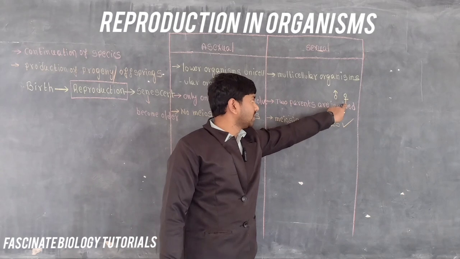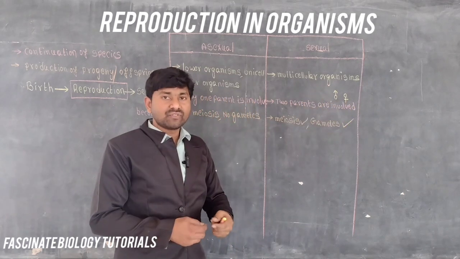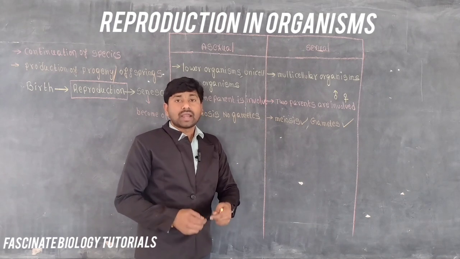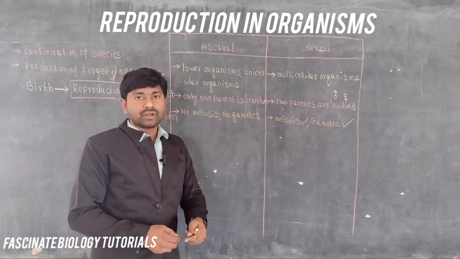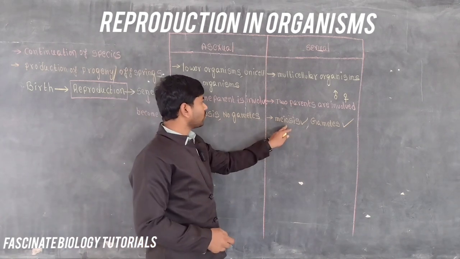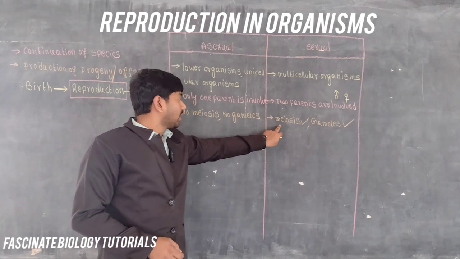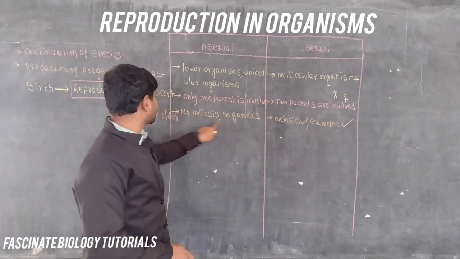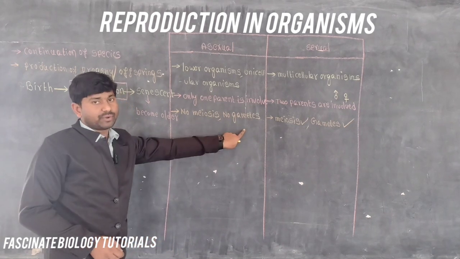There are male gametes and female gametes. By the fusion of male and female gametes, the zygote is formed, and that zygote develops into an embryo, and that embryo develops into a newborn baby. That is the process. Meiosis means reduction division, in which the chromosome number is reduced to half. But in asexual reproduction, there is no meiosis and no gamete formation.